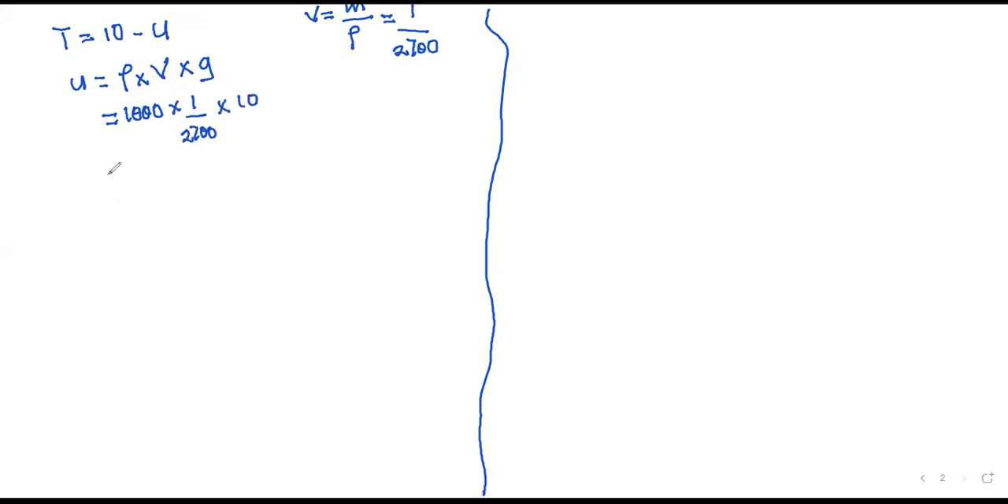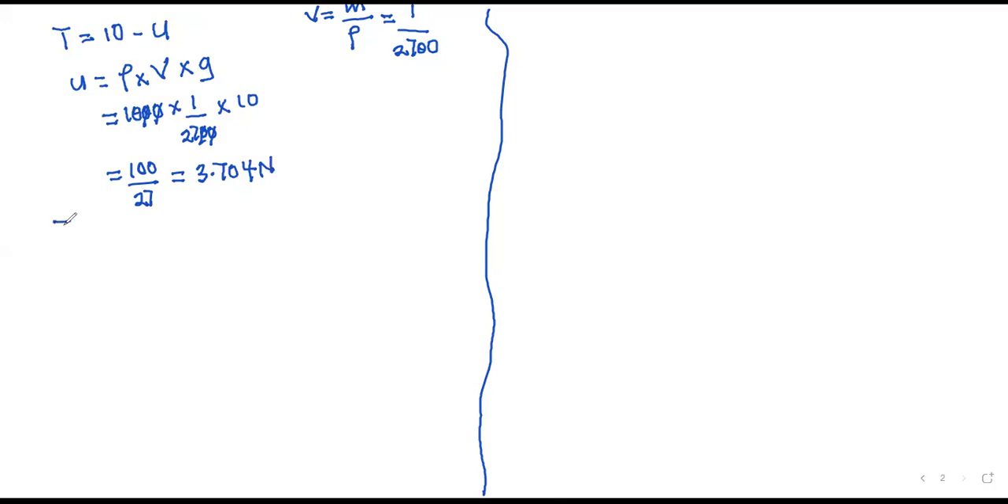In all, we have 1000 times 10 over 2,700, so we have 100 divided by 27. And class, what is 100 divided by 27? It is 3.703, 3.704. Okay, so that is the upthrust in water.